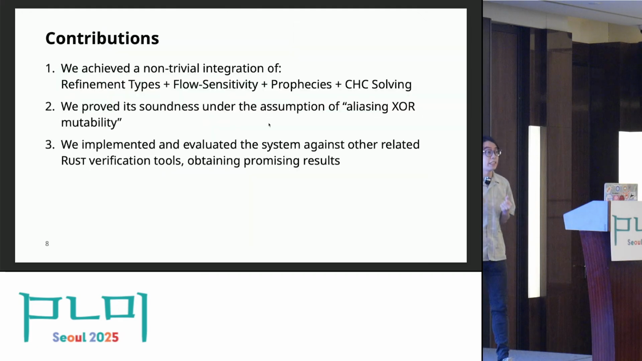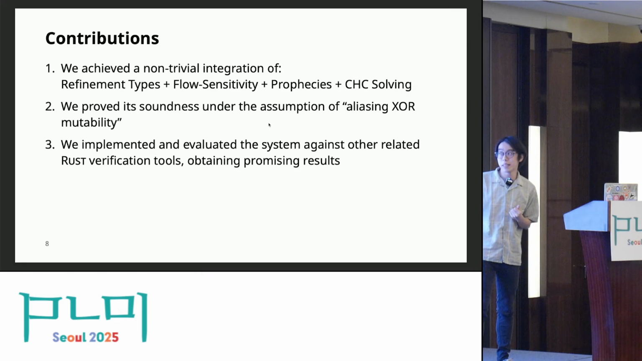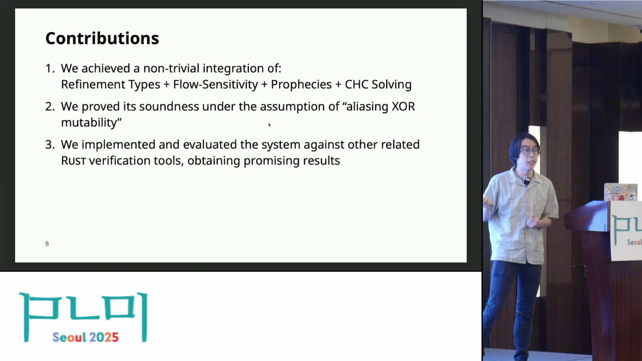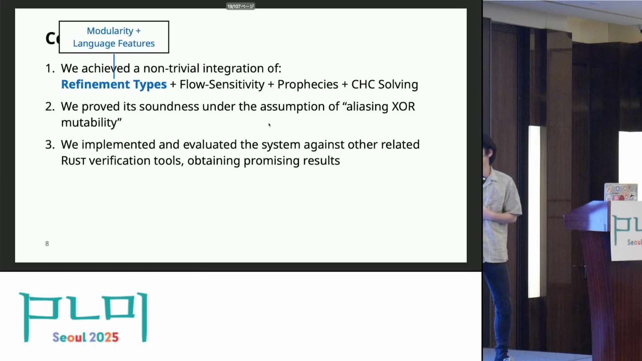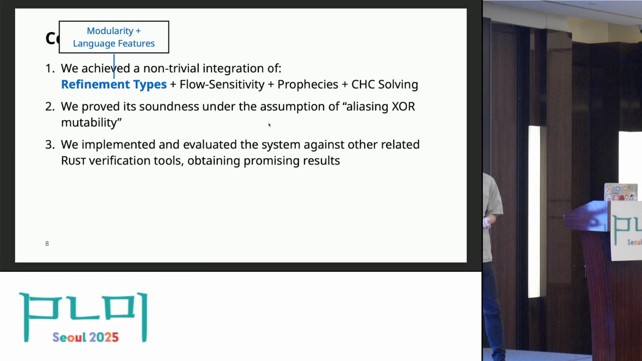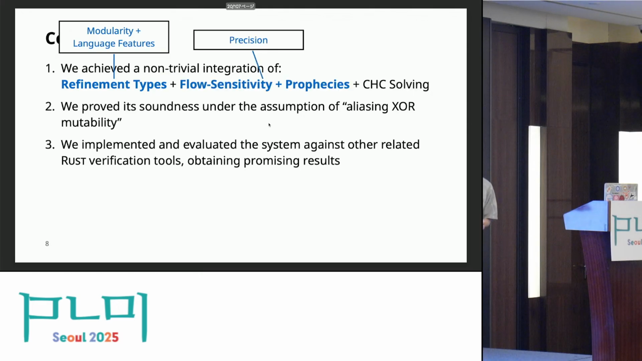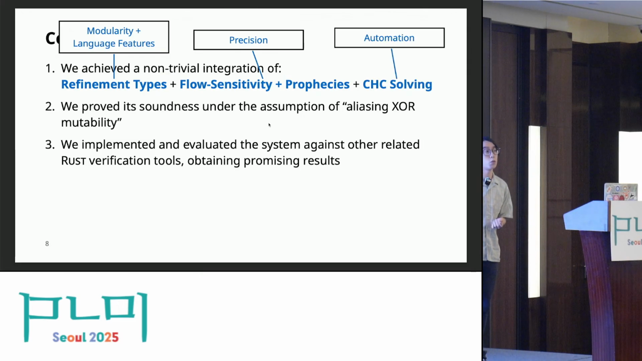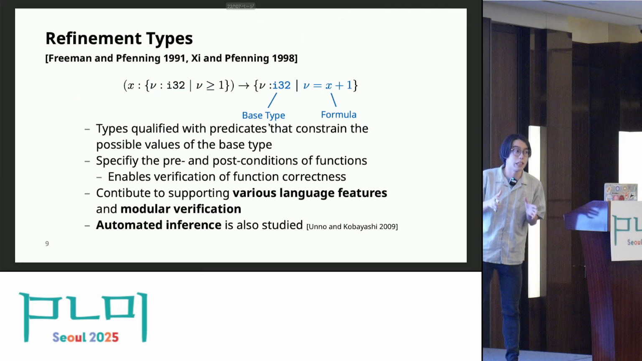For this design goal, we integrated refinement types, flow sensitivity, prophecies, and CHC solving, each of which I'll explain later. For the dimensions I described earlier, refinement types contribute to modularity and language features. Flow sensitivity and prophecies are essential for high precision. And CHC solving contributes to powerful automation. So let's take a look at the individual ingredients.